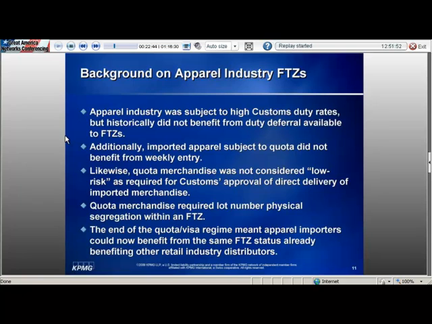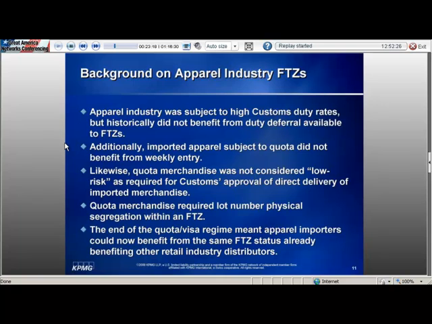And similarly, for companies that were importing footwear and apparel products, while those products have historically been subject to high customs duty rates, as you guys know, they historically did not benefit so much from duty deferral benefits that were available to other foreign trade zones. And the reason for this, mostly with respect to apparel, is that a lot of textile and apparel products that are imported into the U.S. are under quota categories in the harmonized tariff classification system.